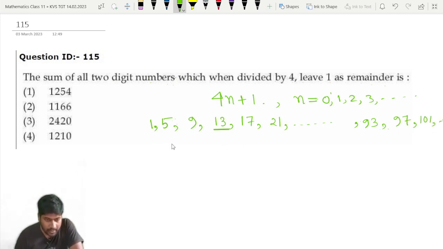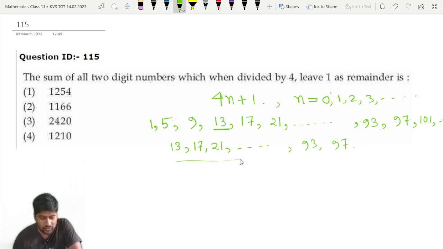So our point of concentration will be this series: 13, 17, 21, dot dot, 93 and 97. This much we have to find the sum of. So how many terms are there? This is an AP, arithmetic progression. The first term is 13 and the common difference D is 4. For finding the sum we need to count how many terms there are from 13 to 97.